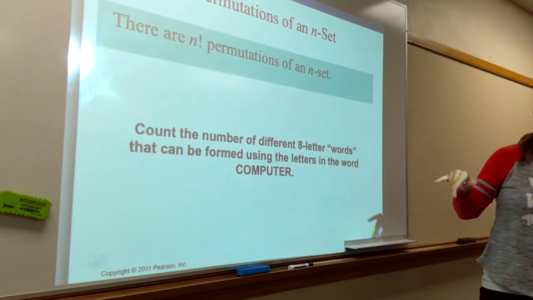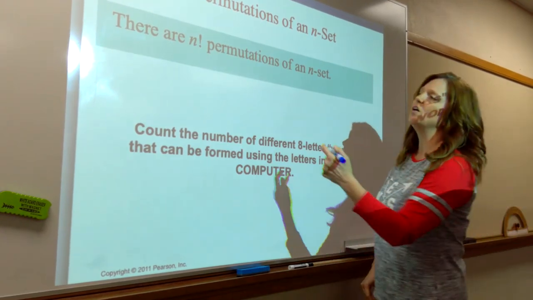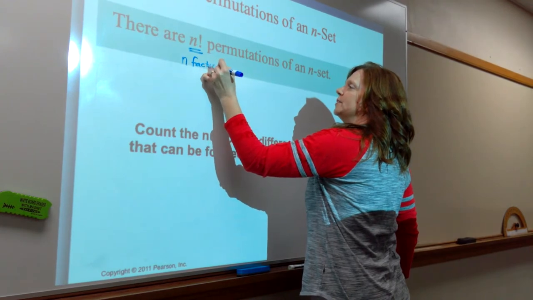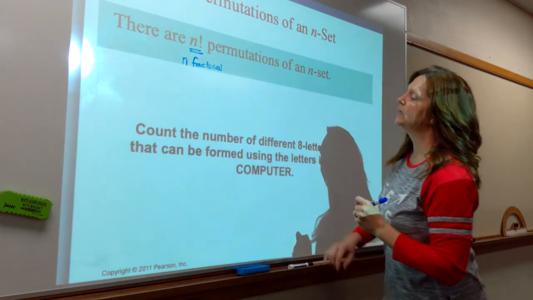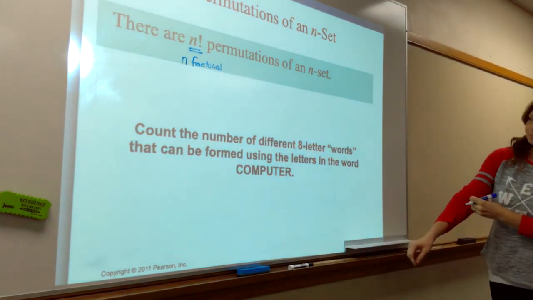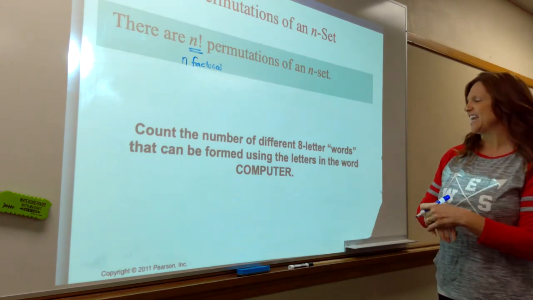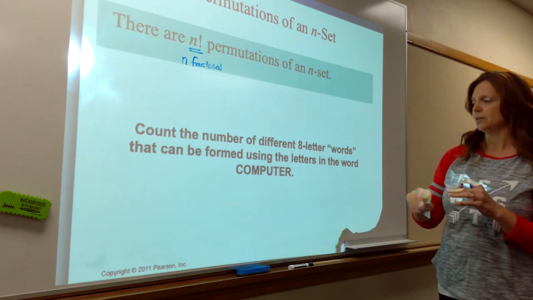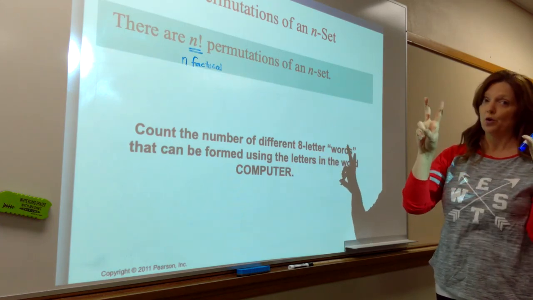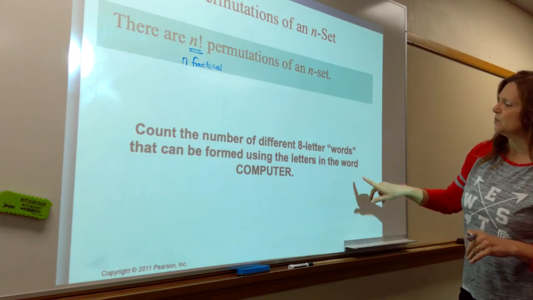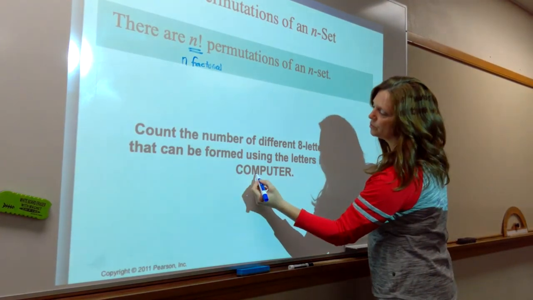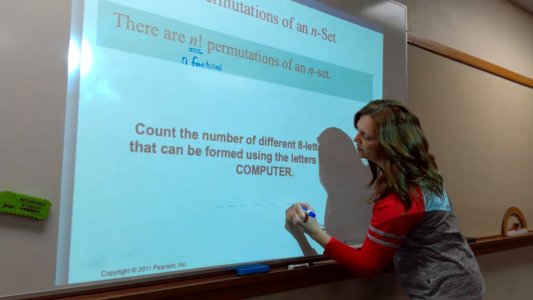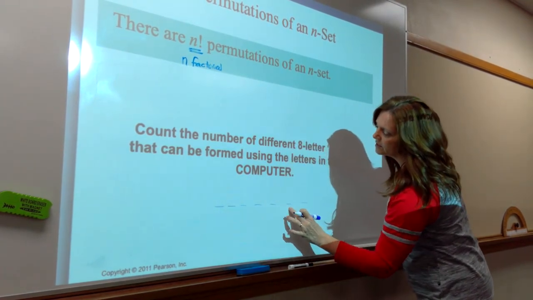Okay, so permutations of an n set. This is called factorial, so this is n factorial, and I'll just explain this in just a little bit here in this example. So count the number of different 8-letter words using that. It doesn't need to make sense, so it could be just mix those up and in like a word. That can be formed using the letters in the word computer. Okay, so I'm gonna have 1, 2, 3, 4, 5, 6, 7, 8. I have 8 different spaces to fill, right?